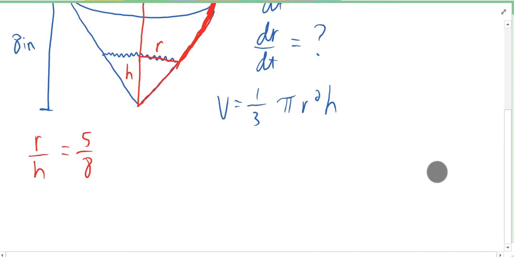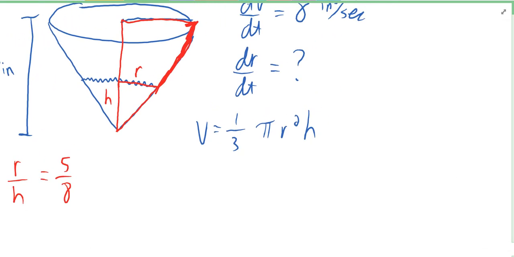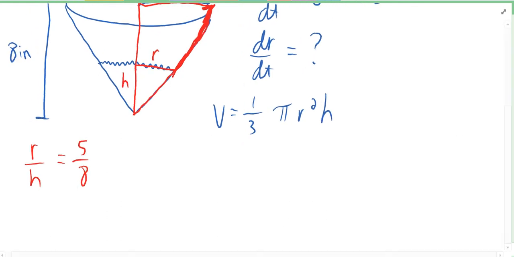And the reason why that's important is because when I derive the volume equation, I'm going to get a dr/dt and a dh/dt right now. And I don't want that. All I want is dr/dt. So I'm going to use that little proportion to sub out h. Okay? So when you solve this, you get that h is equal to 8/5 r. Everyone okay with that? Just cross multiplying.